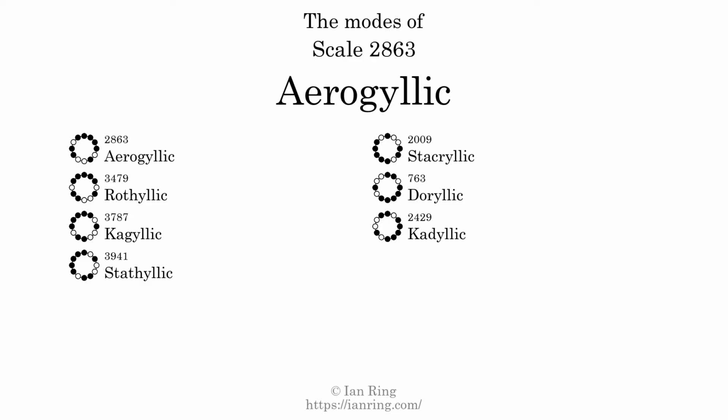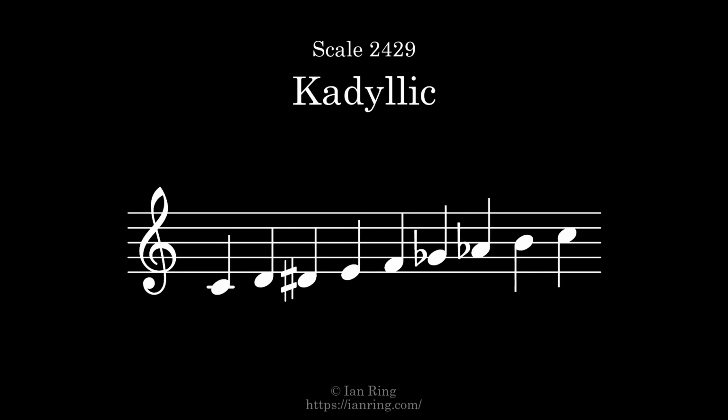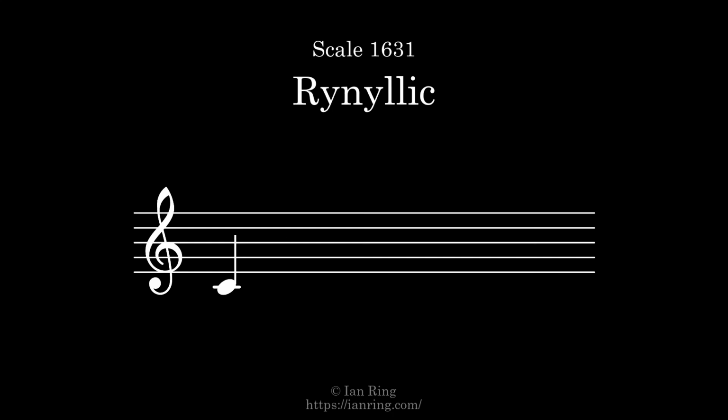The seventh mode is scale 2429, also known as Cadillic. It sounds like this. The eighth and last mode is scale 1631, also known as Ryanilic. It sounds like this.